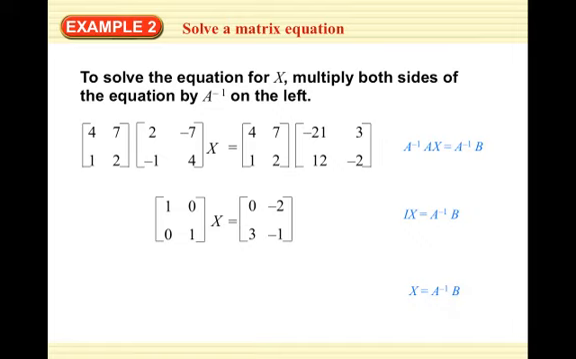Okay. I times X, the identity matrix times X, is just X. It's the whole point of it being the identity matrix and why we went through the whole process. And X equals 0, -2, 3, -1. So that is our solution. That is our solution to our matrix equation.